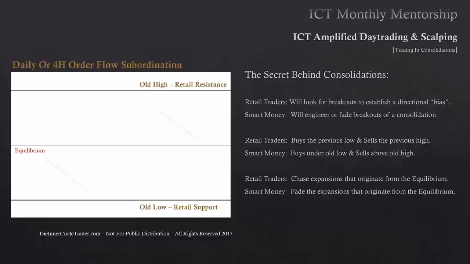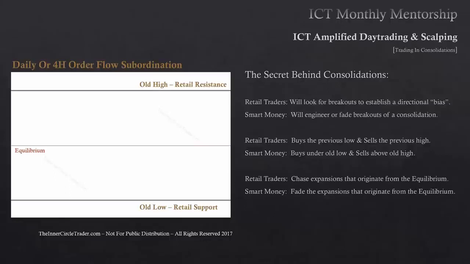They're going to see those types of things that would, in their minds, indicate an ABCD correction to the upside. If daily or 4-hour order flow is moving lower, as we understand it, and we see an expansion away from the equilibrium price point or the middle of the range, and it breaks a short-term high, that is our sell scenario, and we're looking for the opposite end or the old low or retail support. That's what's going to be targeted next, and then move below that.